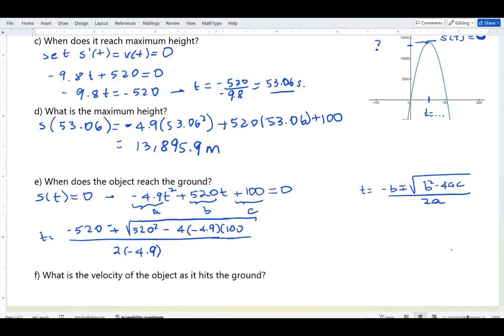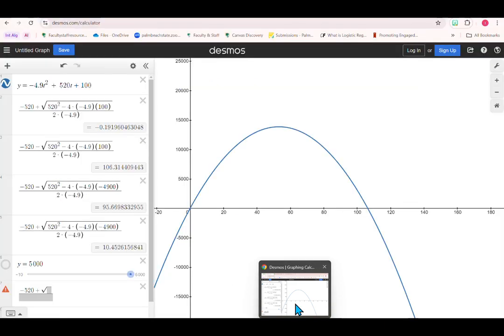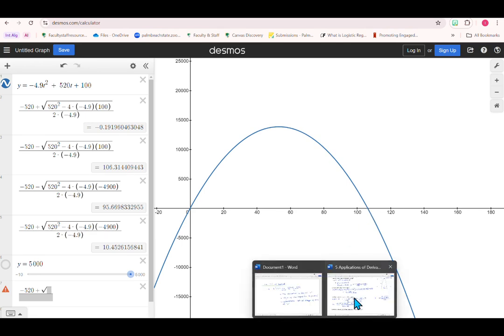So when we do this, there's a negative and there's a positive, so 2 possible answers. Notice when I put a plus in the middle, I got negative 0.19. And time cannot be negative, so I'm going to discard that solution. When I put a minus in the middle, that one gave me the solution 106.3. So that must be this point right here. That's the only one I'll be able to accept as an answer for this question.